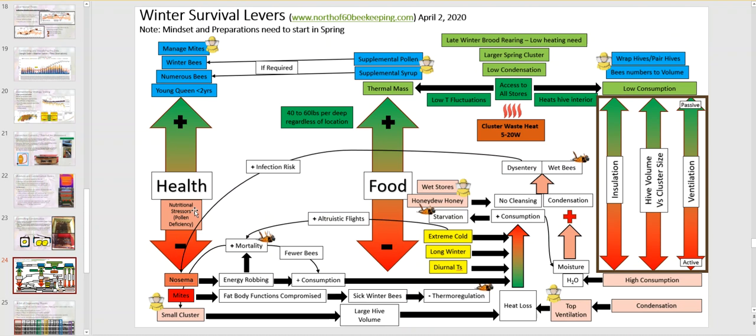This here is just an example of my winter model. I've got 3 levers: health, so nutrition, stressors, deficiencies type things, and diseases; food, so the storage and the amount of honey, so are they going to starve? It also impacts the thermal mass inside the hive. And then over here, I've got the hive itself, the construction of it. So you've got insulation, you've got the volume to cluster size, and then ventilation. So where active would be a top entrance, and passive would be just a normal lower entrance.